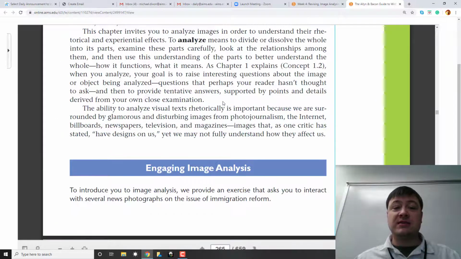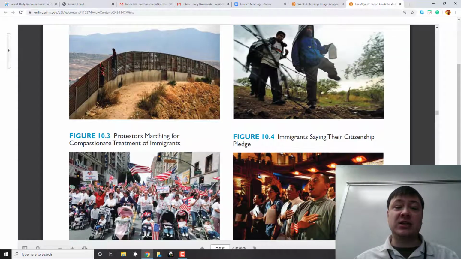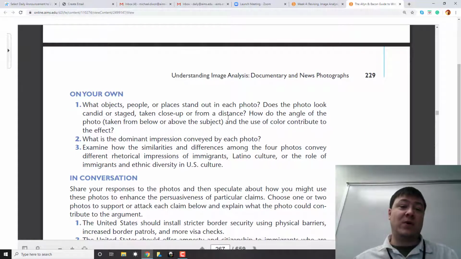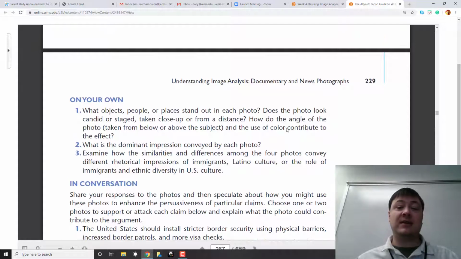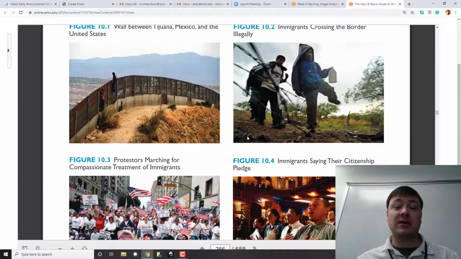So that's the first exercise the reading has us doing, looking at four different photographs, looking at what stands out in each photo, what's the dominant impression conveyed in each of them. Are they staged or candid? And you can really look at all these four if you want. I'm just going to look at this one for the sake of this video, because there's a lot of stuff to cover.